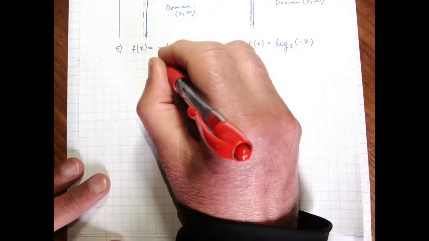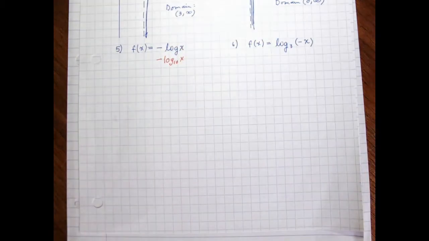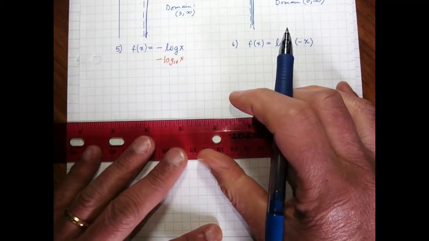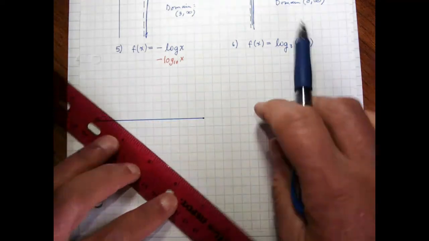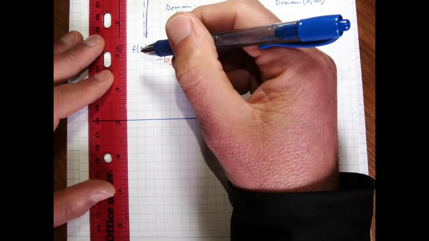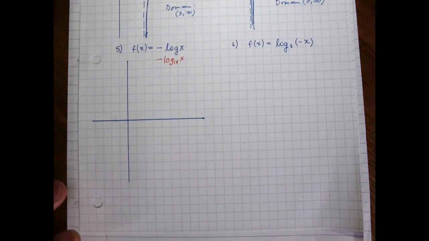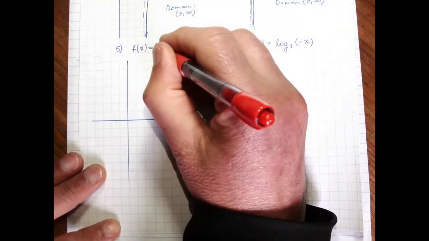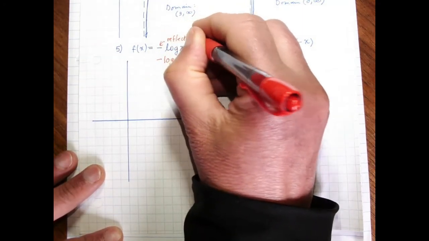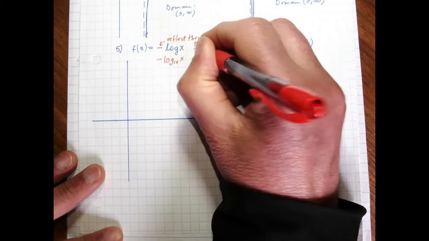Minus log x, so there's no subscript. That means minus log base 10 of x. The issue here is really, what does it mean when we multiply by -1, or when we take a minus outside the front of a function? That takes us back a little bit to our discussion of transformations. A minus sign in front means we have to reflect through, do you remember, the x-axis.